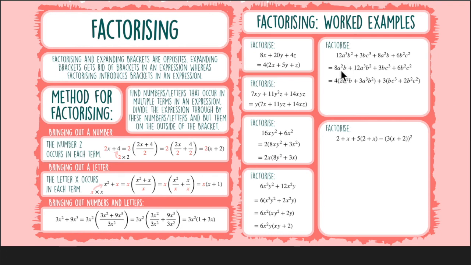So for these 2, I've first pulled out a 4, and for these 2, I've pulled out 3. Next, I've pulled out A squared from these 2, and I've pulled out B from these 2, and then finally, I've pulled out B from these 2, and I've pulled out C squared from these 2. And so we have this. So we sort of have this bracket here and this bracket here. It still looks messy, but I think it's a lot clearer than all of this.